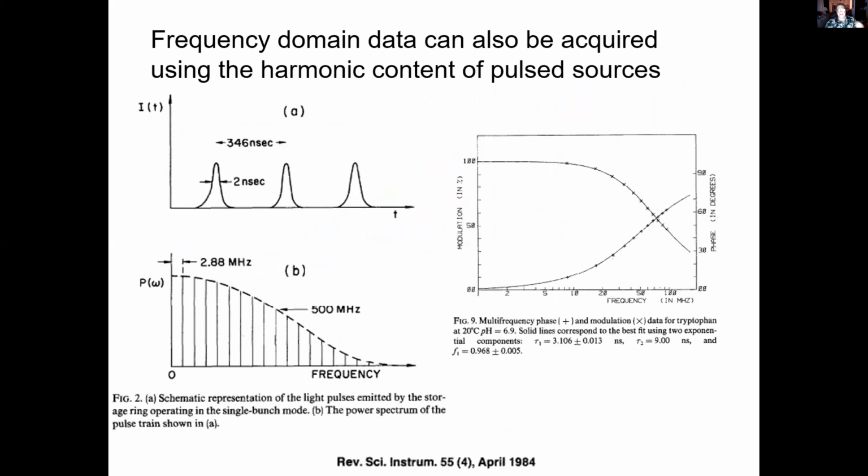And just as another point, frequency domain data can also be acquired using the harmonic content of both sources. So you don't have to sinusoidally modulate the light.